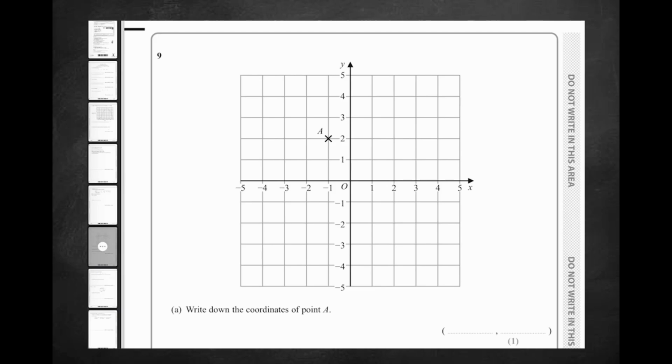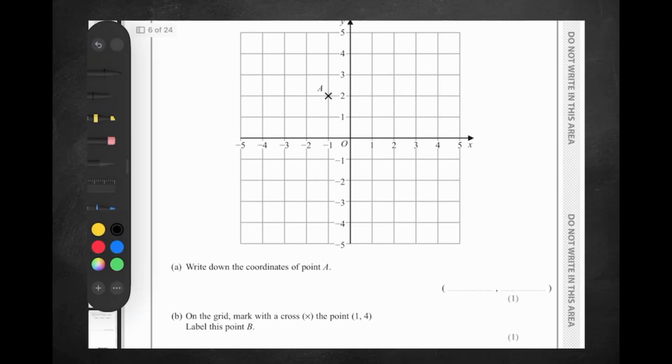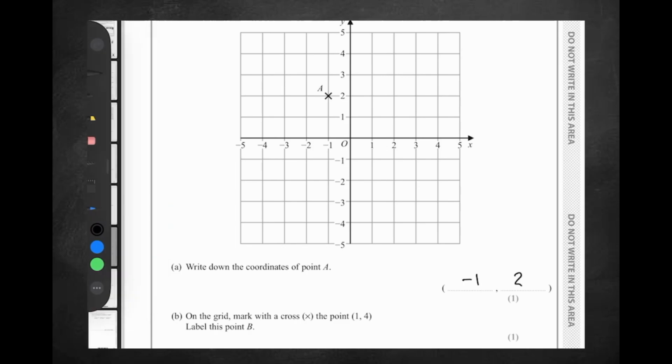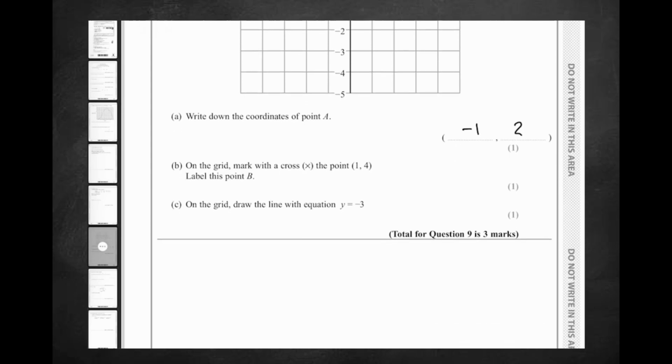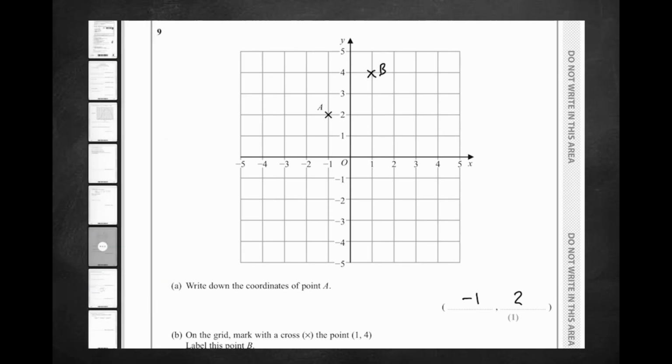Question 9. Write down the coordinates of point A. So A is there, x-axis first, so -1, and then y-axis next, 2. Part B. On the grid, mark with a cross X the point (1, 4). Label this point B. So we want 1 across and 4 up, just up here, B.